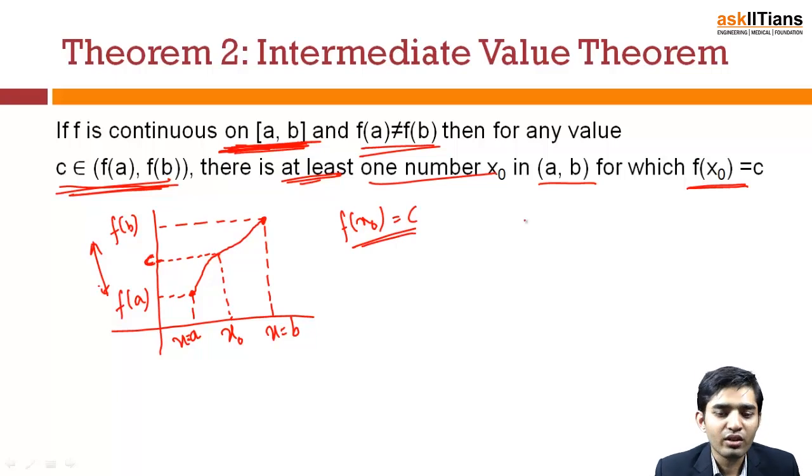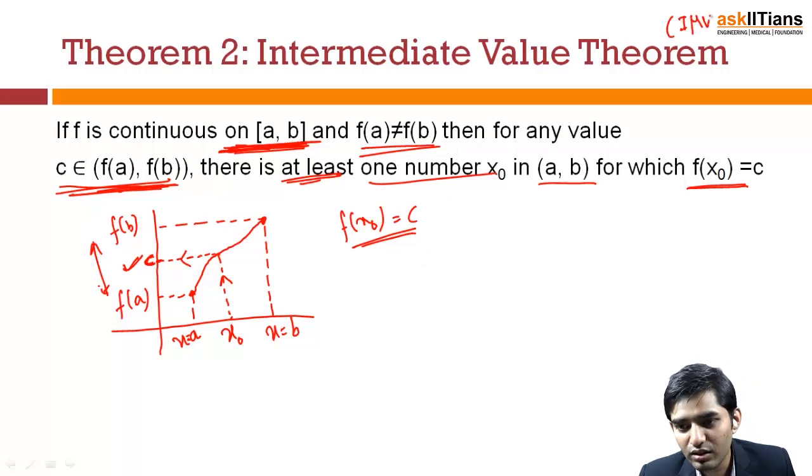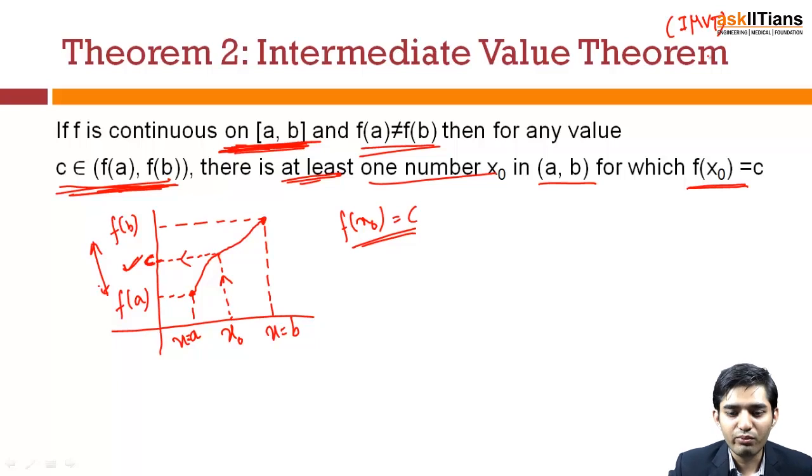So for any value c which lies between f(a) and f(b), there will exist at least one x naught corresponding to this c, for which we get the value of the function equal to c. So if I take any one value between f(a) and f(b), I should get at least one value between this a and b. This is the statement of this theorem, the intermediate value theorem. It is popularly known as IMVT.